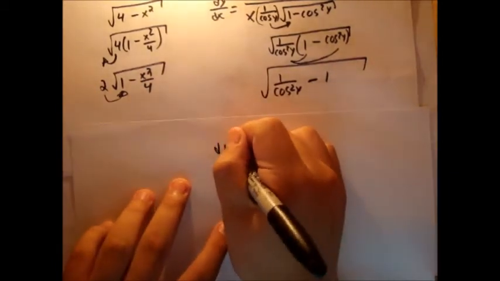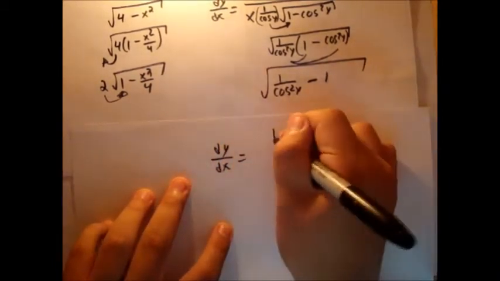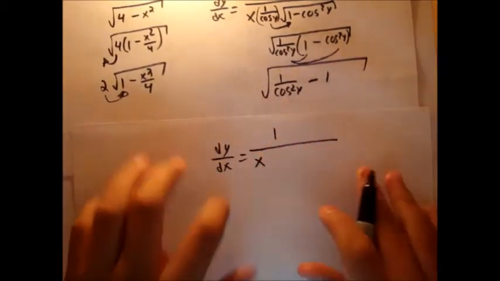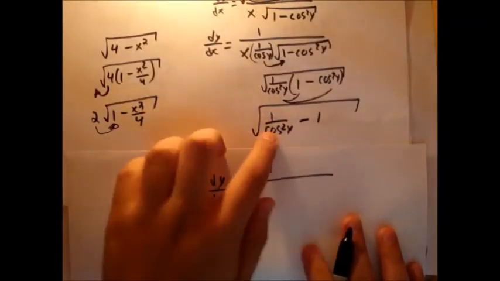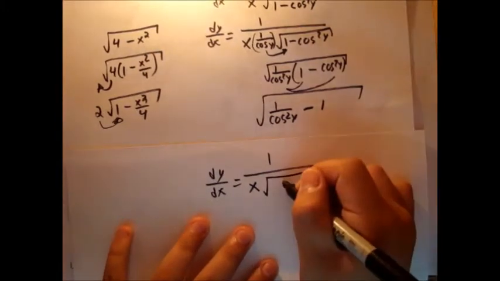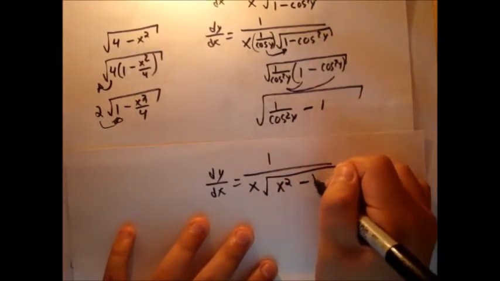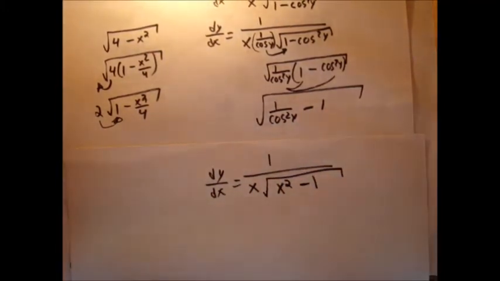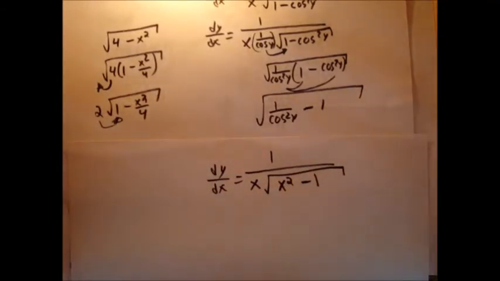So we have dy/dx equals 1 over x. And right here we have 1 over cosine squared y, which is just secant squared. So now we can write it as the square root of x squared minus 1. Wow, this is very profound. The derivative of an inverse secant function is actually an algebraic expression. So they're very interrelated.